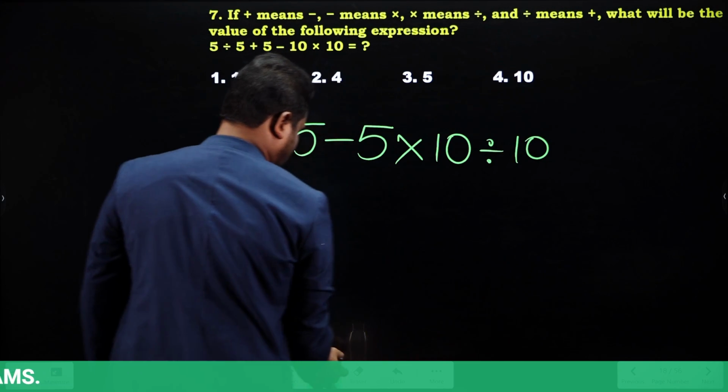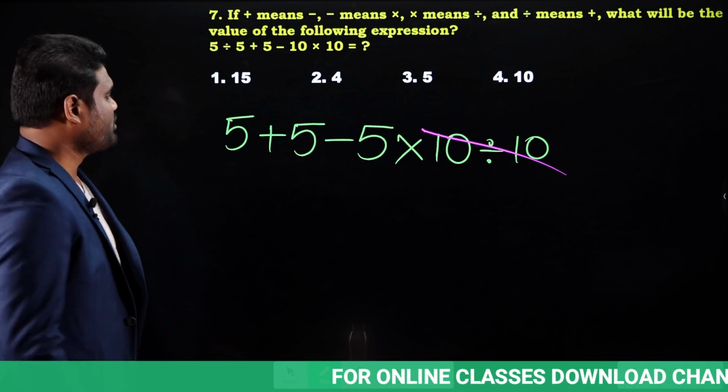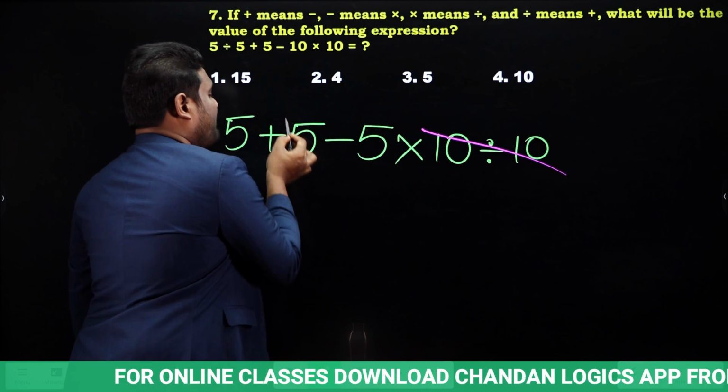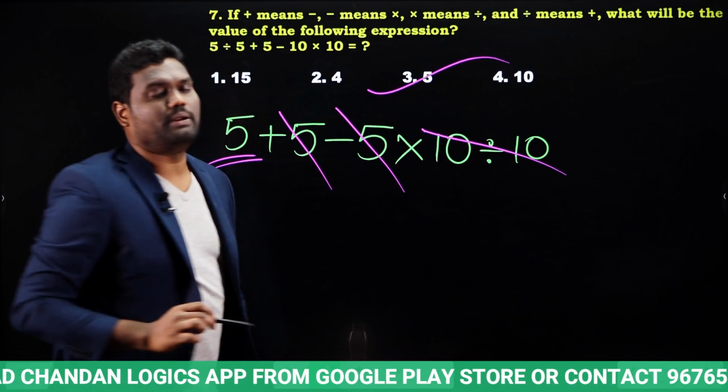Now when we simplify this, what is the answer? First the division operation: 10 divided by 10 means 1. 5 into 1 is 5. Plus 5 minus 5 gets cancelled. Finally we are left with what? 5. So the answer for this question will be 5.